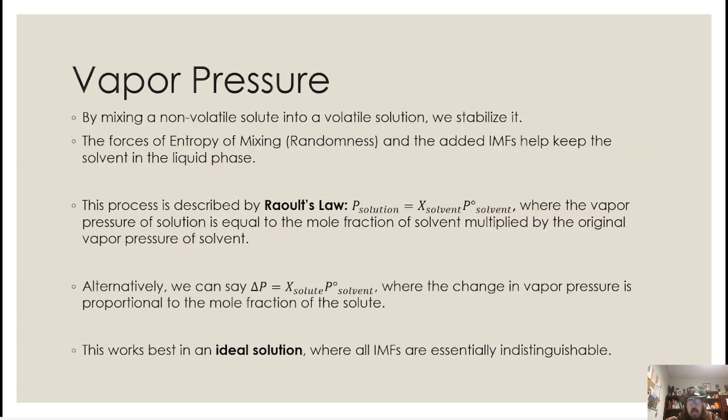So looking at the first one, vapor pressure. The idea here is by mixing a non-volatile solute into an otherwise volatile solution, we can stabilize it through the vapor pressure reduction. The idea is that the entropy of mixing, that randomness, and the added intermolecular forces will help keep the volatile solvent in the liquid phase.